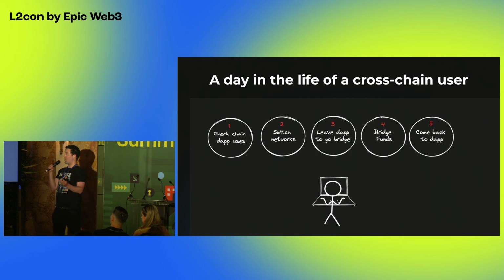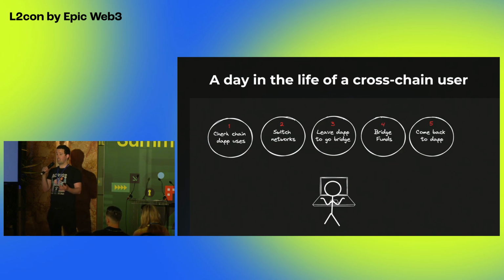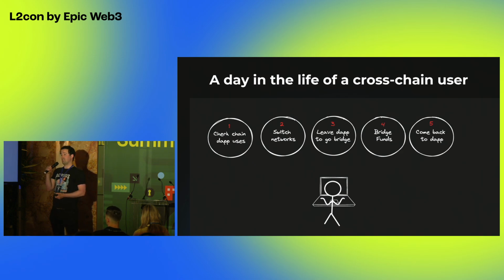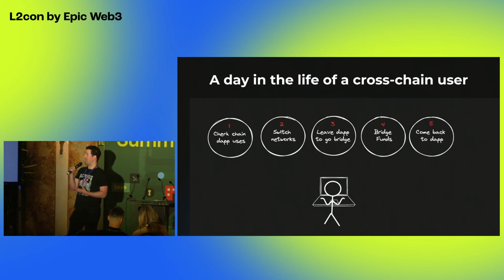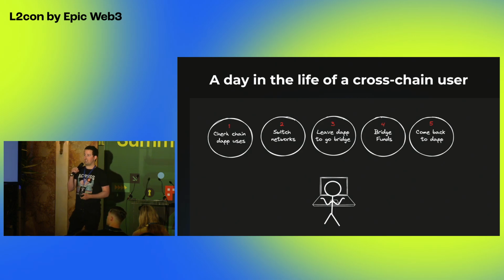This is a really poor experience. It's also requiring your user to know a lot of information. They need to know which bridge to use, sometimes the difference between wrapped and non-wrapped assets. So it's a really painful user experience, and for people coming into crypto today, they don't know all the information, and oftentimes DApps are missing out on users actually completing the actions they're intending to do.